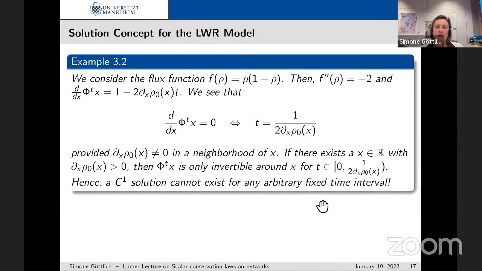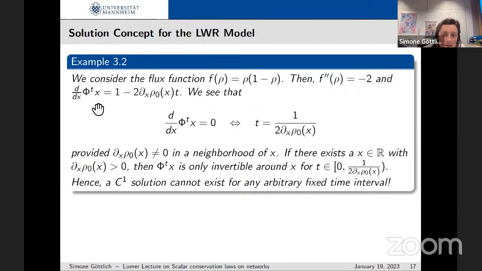So what does it mean in the case of our traffic flow example? Again, let's consider the flux function. You see here the normalization, so V max and rho max are 1. So f of rho is given by rho times 1 minus rho. Then we can compute the second derivative, which is minus 2, and we can insert it in the calculation we have done so far.